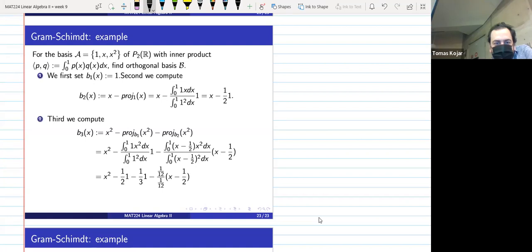I think that's a typo. Yeah, this is a typo. So yeah, minus 1/3. So this is minus 1/3, and then you can also compute these two integrals, and you get 1/12, 1/12. Okay.